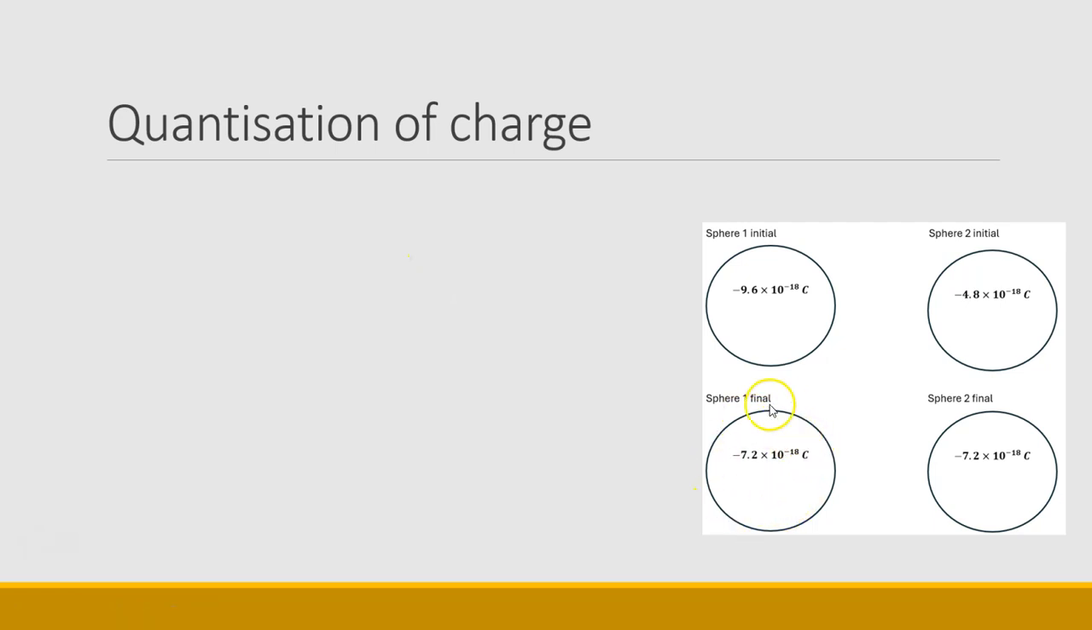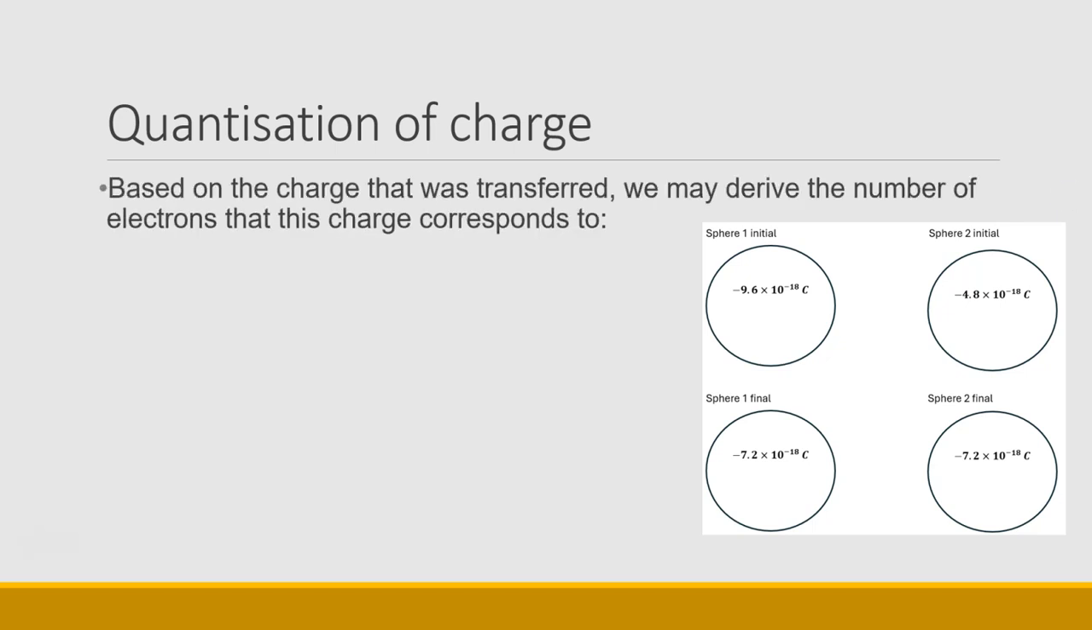So we're going to use final charge minus initial charge for sphere 1, or final charge minus initial charge for sphere 2. And that would allow us to work out how much charge was transferred. And once we know how much charge was transferred, we may then work out the number of electrons that corresponds to that amount of charge. So let's take a look.